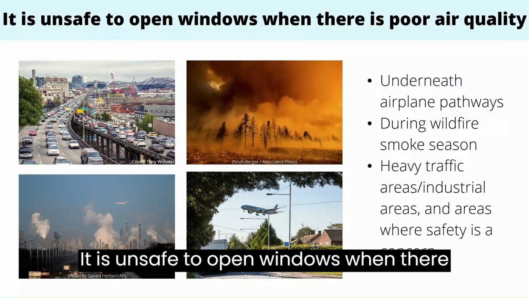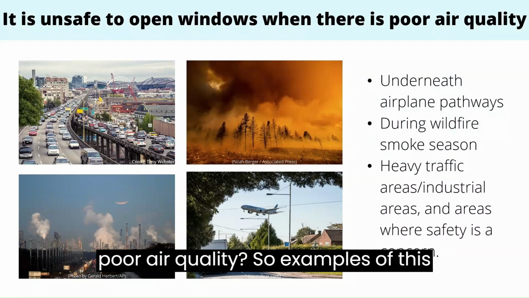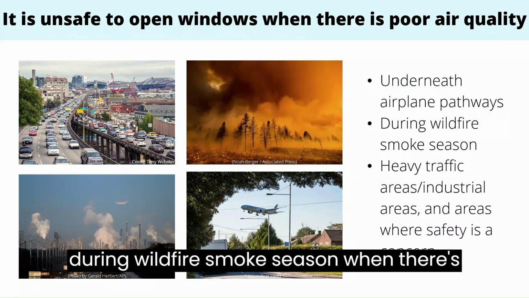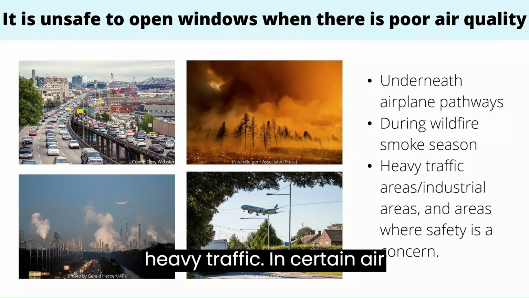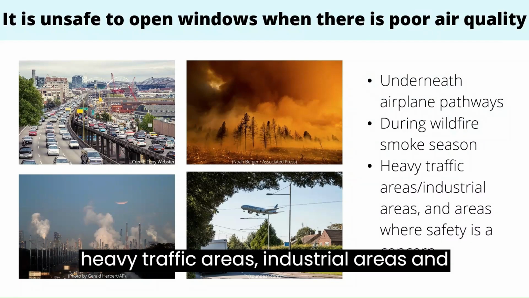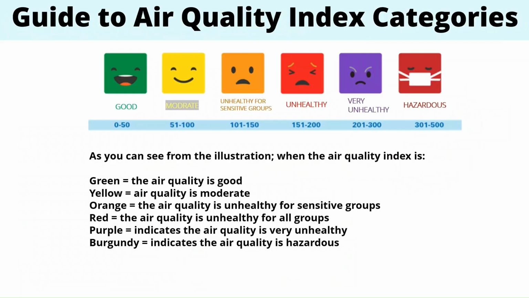It is unsafe to open windows when there's poor air quality. So when do we have poor air quality? Examples of this would be underneath airplane pathways, during wildfire smoke season, in heavy traffic areas, industrial areas, and areas where safety is a concern.